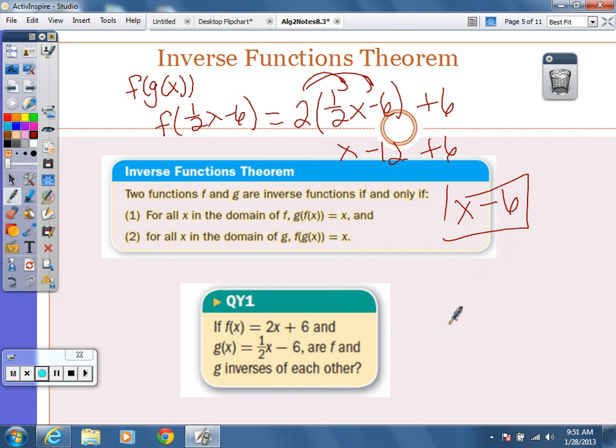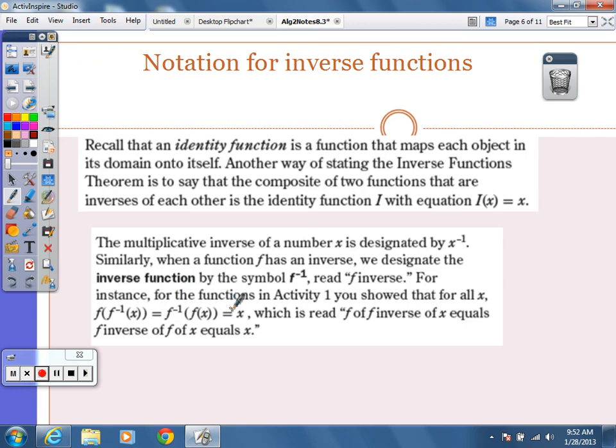So right away, I know they are not inverses of each other, because when I plug them in, I did not get x. Recall that an identity function is a function that maps each object in its domain onto itself. So y equals x is an identity function, because when I plug in x, I'm going to get the same thing back for y.